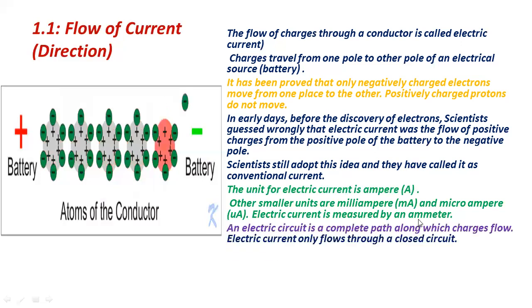An electric circuit is a complete path along which charges flow. Electric current only flows through a closed circuit. I am sure that we have learned about the closed circuit and open circuit in the previous classes. When we turn on the switch, the circuit is completed and it is called a closed circuit. When we turn off the switch or the button, the circuit is incomplete and it is called an open circuit.